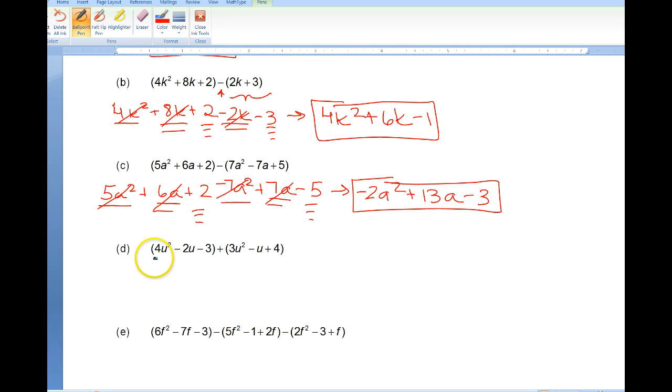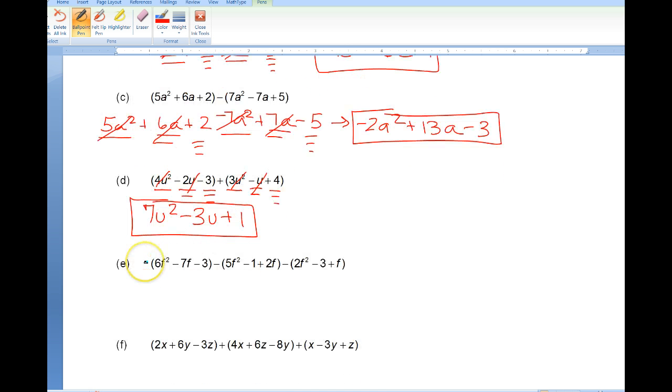So in example D, they're just being added. So I'm going to add my like terms. I have 4 plus 3u squared, which is 7u squared. Now I'm done with those. I have negative 2u minus u, which is negative 3u. Done with those, and then I have negative 3 plus 4, which is plus 1. Once I'm done combining my like terms, my answer is finished.